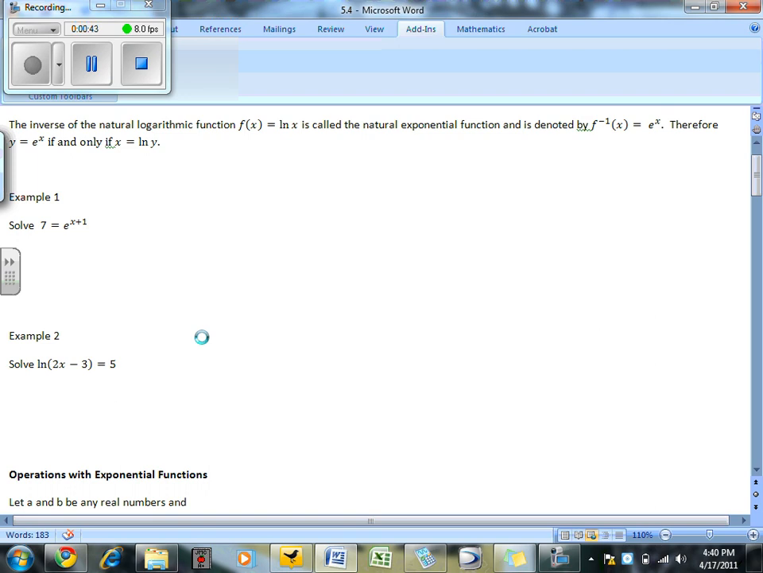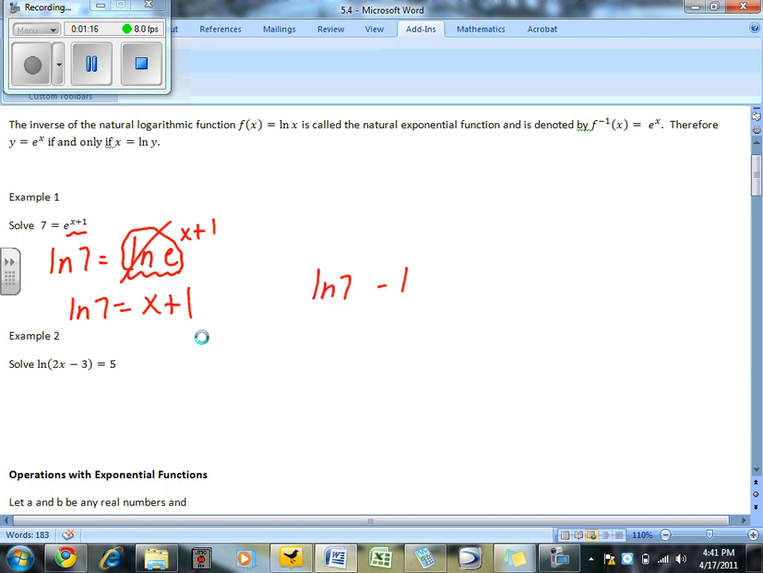Well, we want to get x by itself, so we need to somehow get rid of that exponential function. So what we can do is take the natural log of both sides. We can say the natural log of 7 equals the natural log of e to the x plus 1. These are inverses of each other, so they cancel each other out. So we have the natural log of 7 equals x plus 1. And then all we need to do is move 1 over and say the natural log of 7 minus 1 equals x.